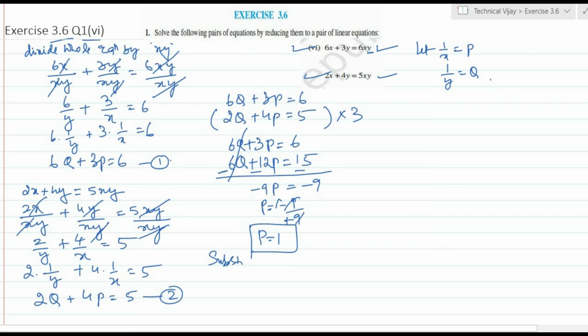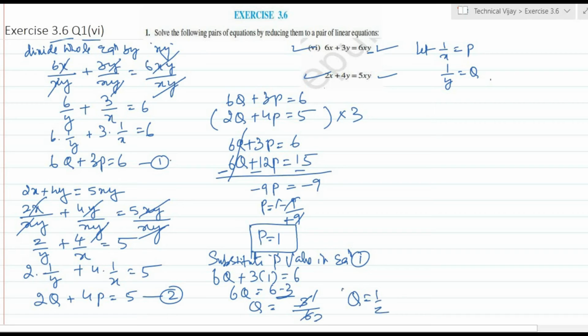Substitute the p value in equation 1. So equation 1 is 6q plus 3 into 1 is equal to 6. So 6q is equal to 6 minus 3. So q is equal to 6 minus 3, which is 3, divided by 6. So 1 by 2. So q is equal to 1 by 2.